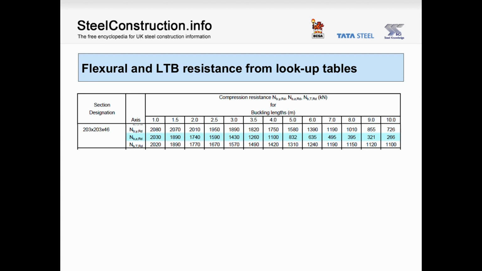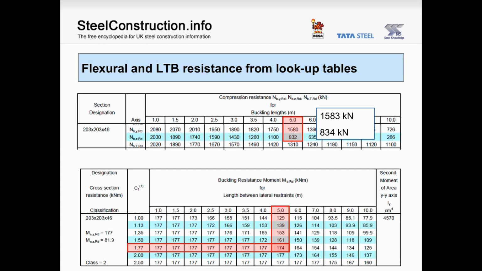So here is our 203 UC46, there is the buckling length of 5 meters. The figures according to the resistance tables are 1580 and 832, and according to my calculations 1583 and 834, so some reassurance that I've calculated the correct resistances. For lateral torsional buckling, it's a triangular bending moment diagram, so C1 is 1.77, the buckling length is 5 meters, the given resistance is 174 kilonewton meters, and I had calculated 171. So some rounding differences somewhere, but reassurance that the figure is almost the same.